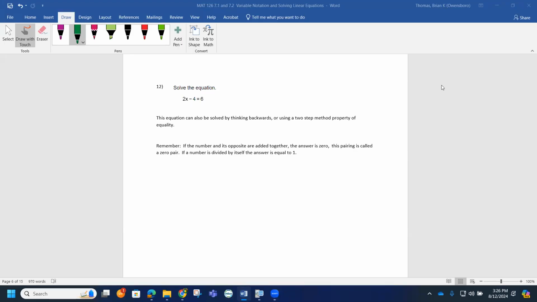So looking at question 12, this comes from 7.2, again, solving equations. Again, to solve an equation means we want to determine the value of x that makes each side the same. So again, notice how the right-hand side is 6. So what I'm trying to figure out is, 2 times what number minus 4 gives me 6.